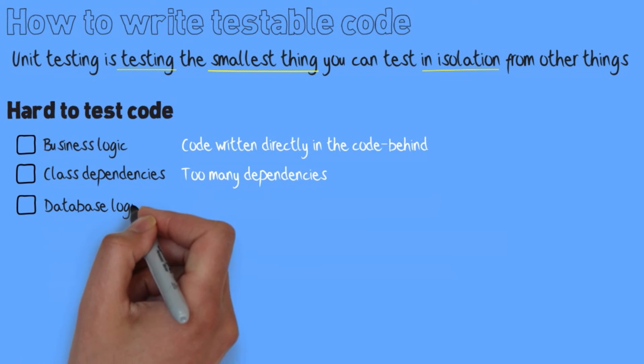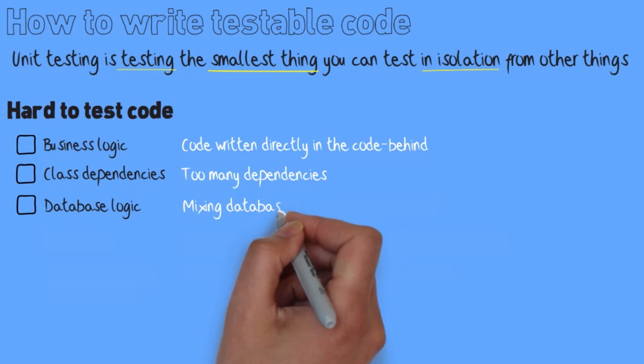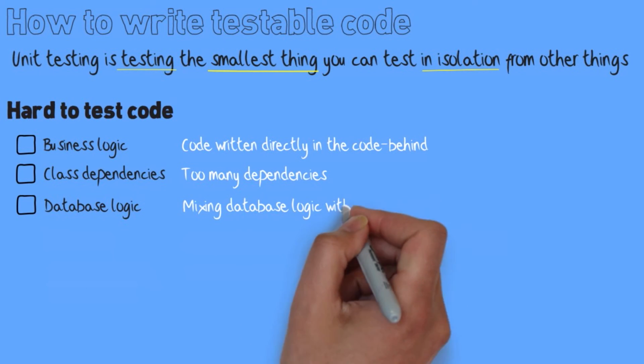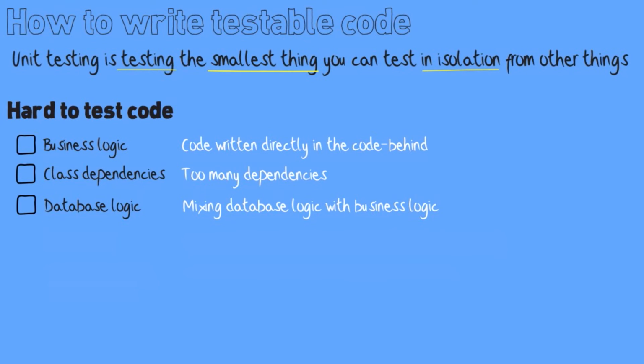Database logic. Mixing database logic with business logic, that is using SQL statements directly in the business layer functions instead of using a separate data layer. When unit testing, we do not want to test the database functionality with the business logic. The two should be tested separately. Testing databases is generally regarded as integration testing.